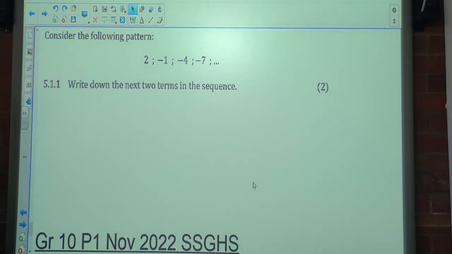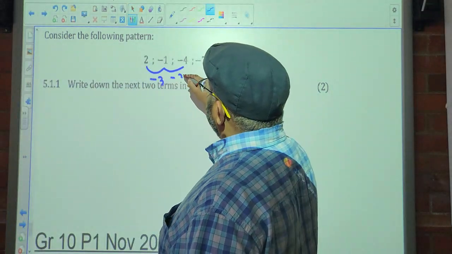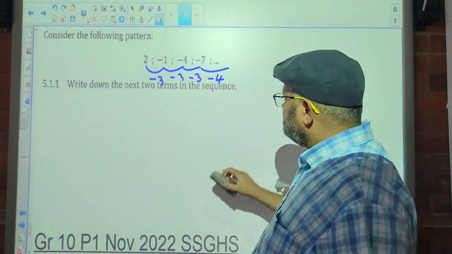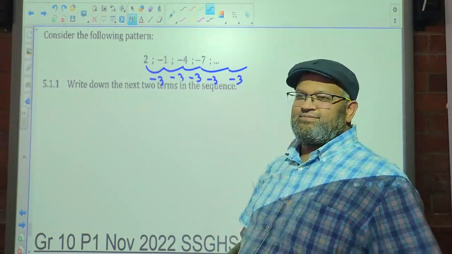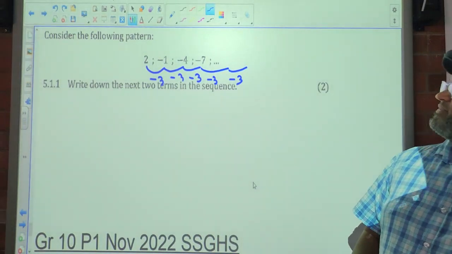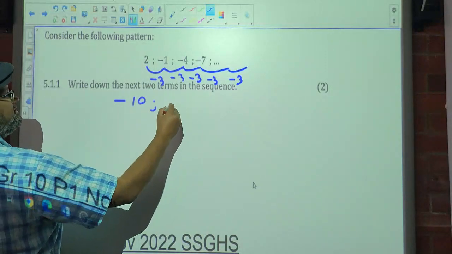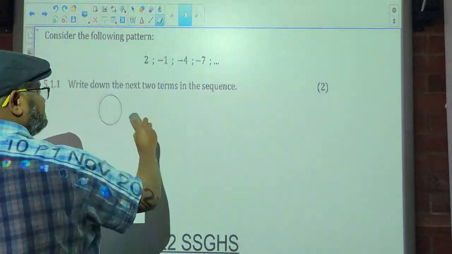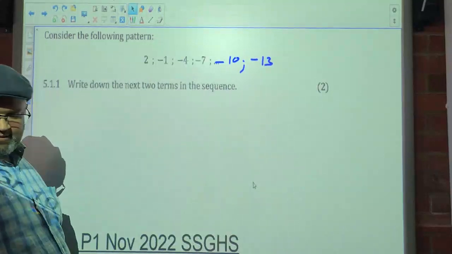Consider the following pattern. You got 5 in 5.1.1. Write down the next two terms in the sequence. How do I move from one term to the next? Minus 3, minus 3, minus 3. So here was minus 4. Oh, 3, okay. Don't get upset, I'm just testing you guys. So if I minus 3 from negative 7, it's going to be negative 10, minus 3, negative 13. Okay. So now write it here. Right. Next question.